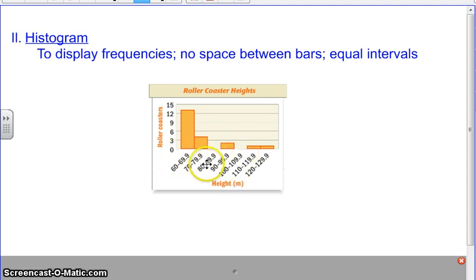So the size of these intervals are groups of what? How would you describe those intervals? Dylan? 10. They're groups of 10.